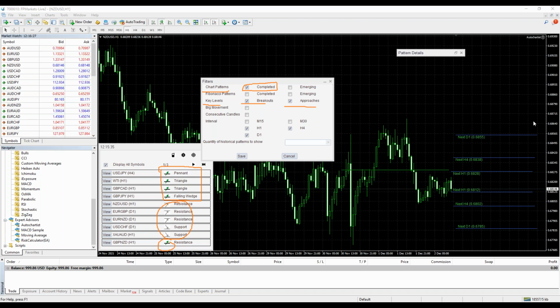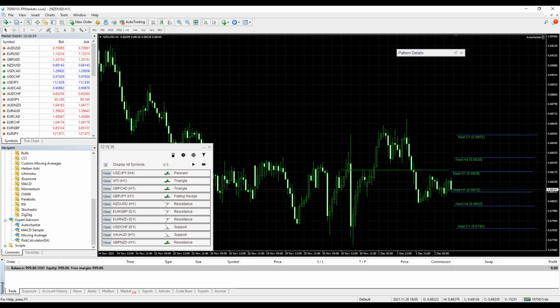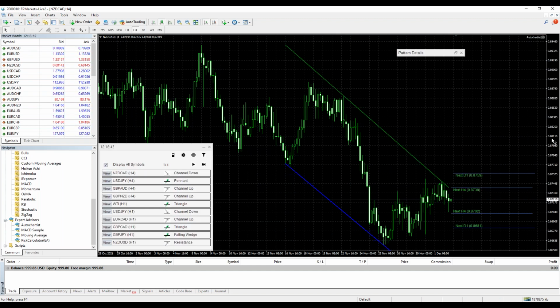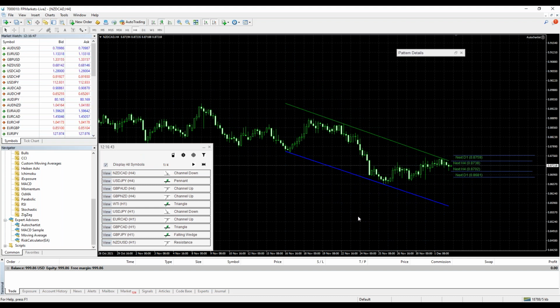But what we can do is select emerging patterns on chart patterns, and we'll get many more opportunities. And now we can see what's actually emerging. So on the NZDCAD 4-hourly chart, I just click that button. Let's see what's going on. All right, so I'm going to zoom in a little bit.